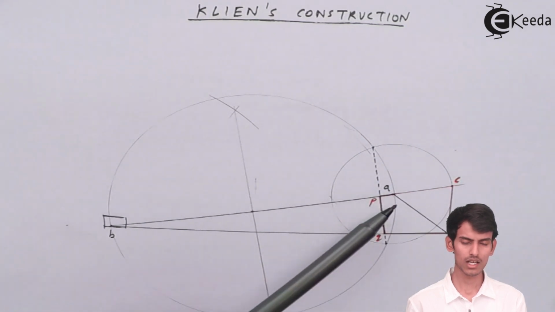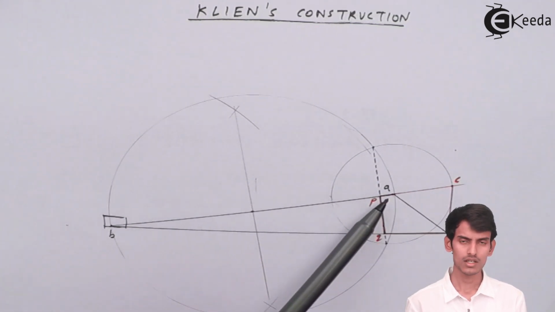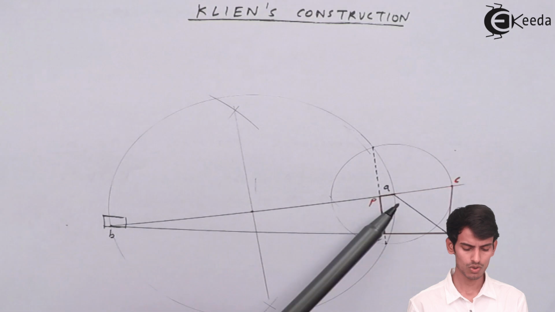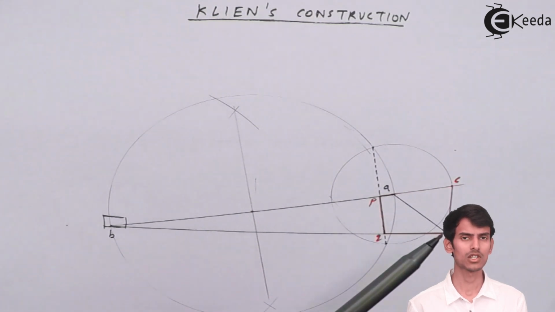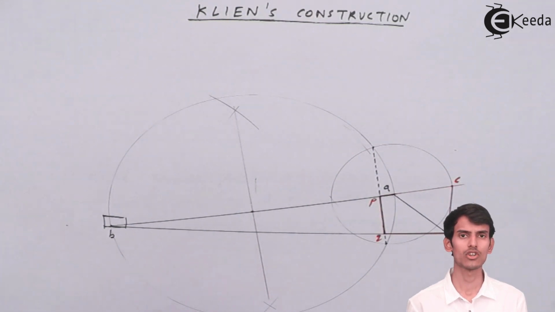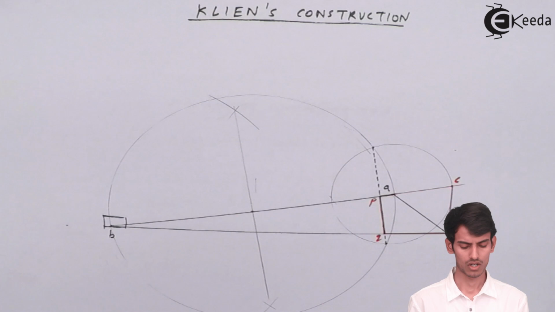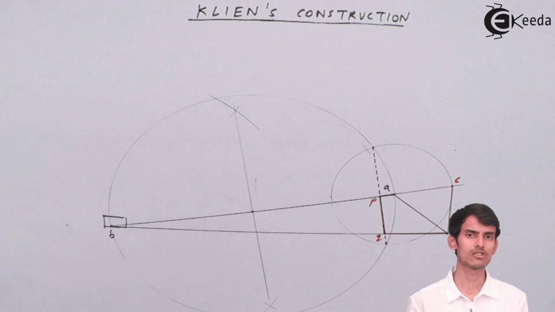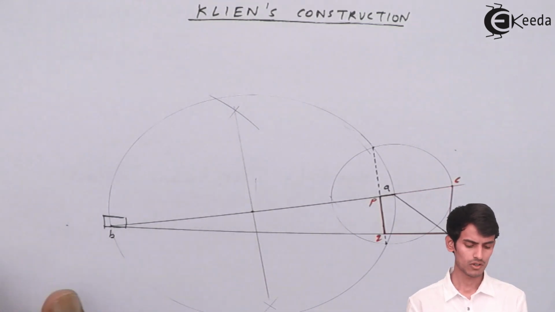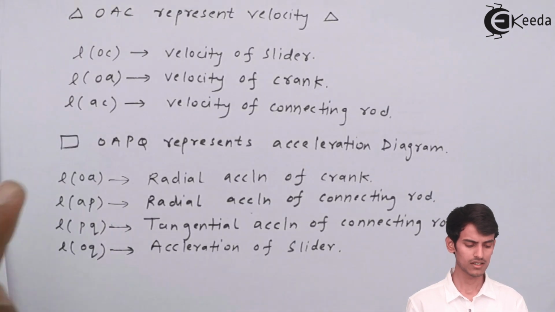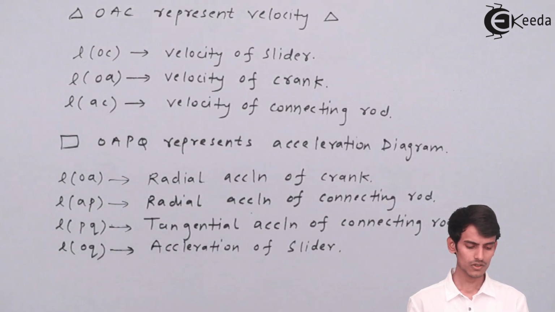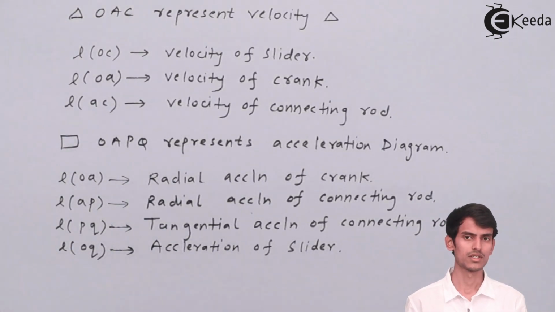OA is the radial of the crank. AP is the radial of the connecting rod. Since OA is along the crank and the radial is always along the link, OA tells you the radial of the crank. Then AP tells you the radial of the connecting rod. PQ tells you the tangential of the connecting rod, and OQ tells you the acceleration of the slider. So you have to draw this diagram, then write what each line represents.